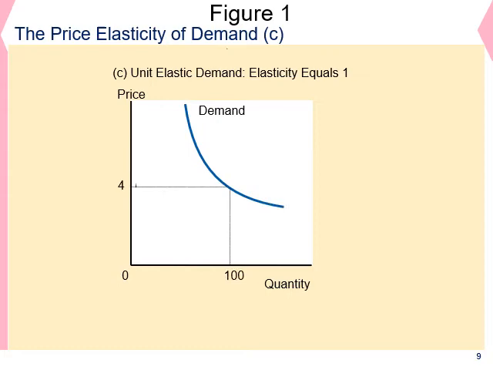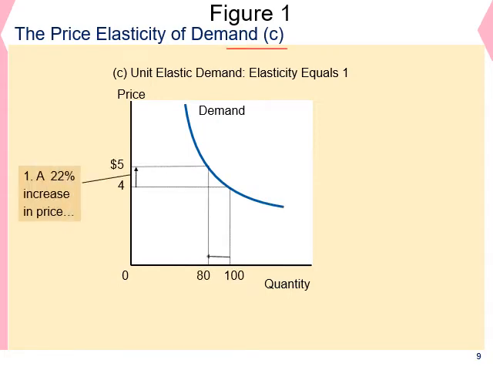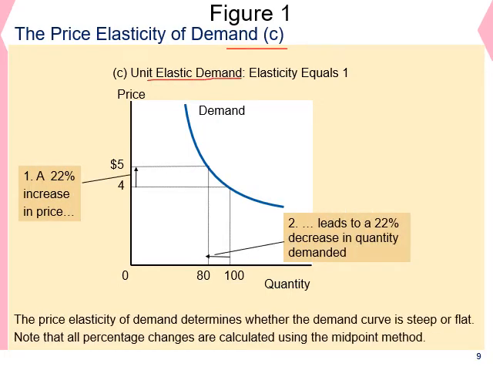Panel C here shows unit elasticity demand, where the value of the elasticity is equal to 1. In this situation, a 20% increase in the price of gold will lead to a 20% decrease in the quantity demanded. Therefore, the value of elasticity is exactly 1. 22 divided by 22 is equal to 1. A 1% increase in the price will lead to a 1% decrease in the quantity.